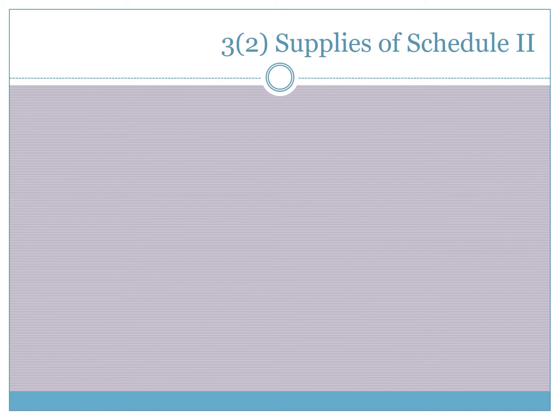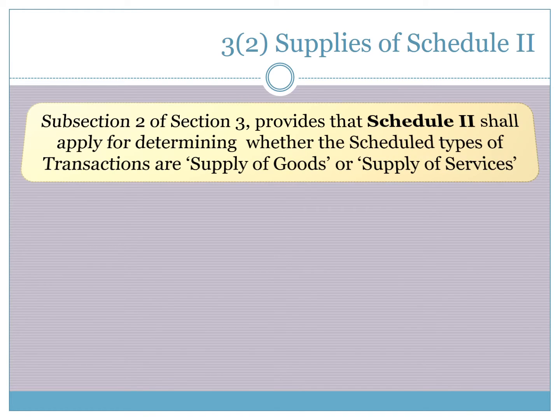At present, as taxation of goods and services are under the hands of different governments, we have double taxation in many cases, as both the state and the central governments have levied taxes for the same transaction. To settle the arguments in this regard, we have in subsection 2 a provision that Schedule 2 will determine whether the scheduled types of transactions are supply of goods or supply of services.